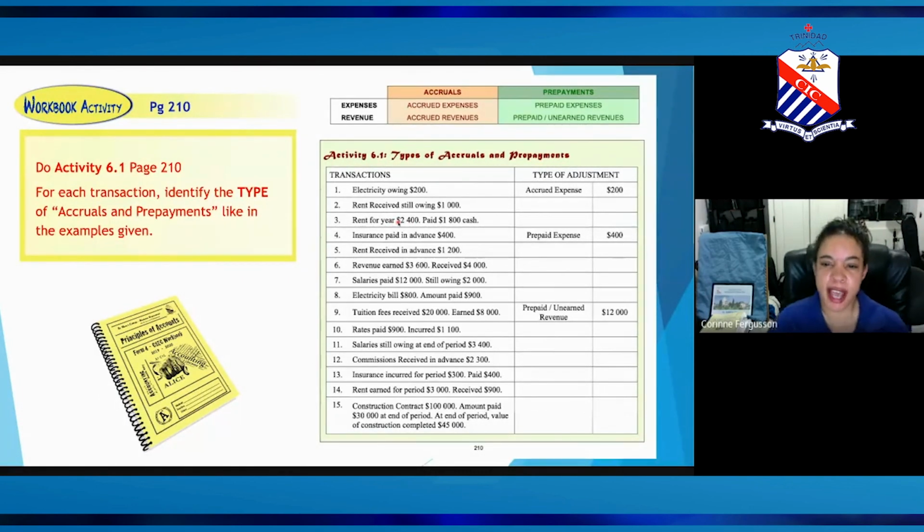So once again, just quickly, you compare these two. Since this was less than the amount incurred, it's accrued. Since this is an expense, it's an accrued expense. How much less was it? 2,400 minus 1,800, 600. So therefore you had an accrued expense of 600. Nice and easy.